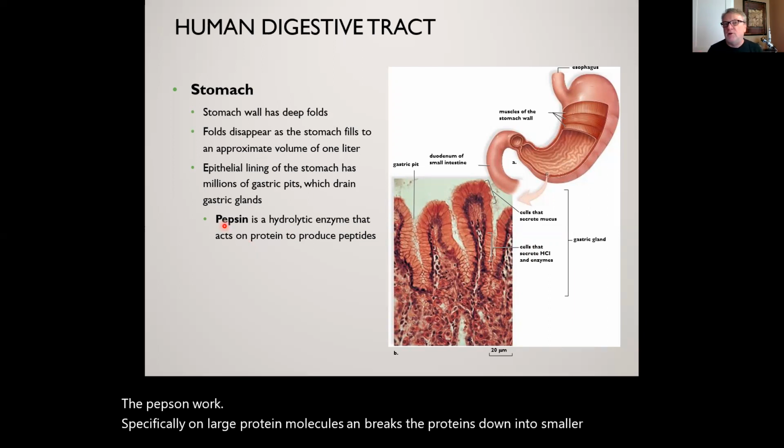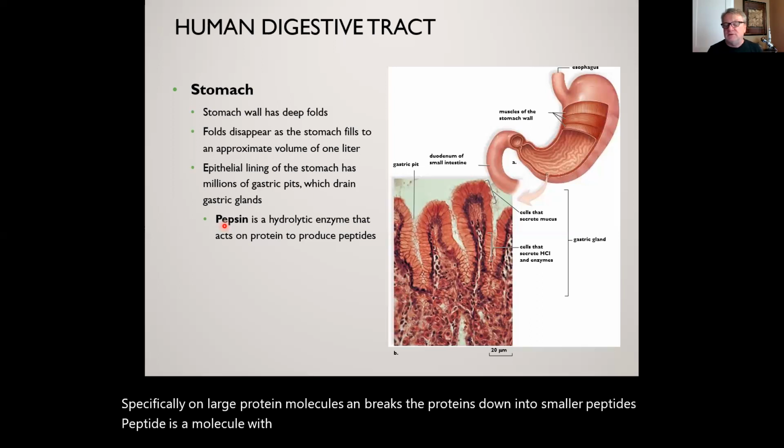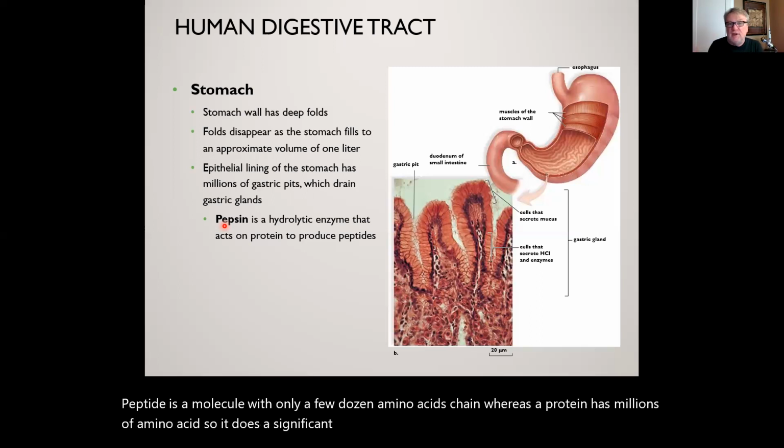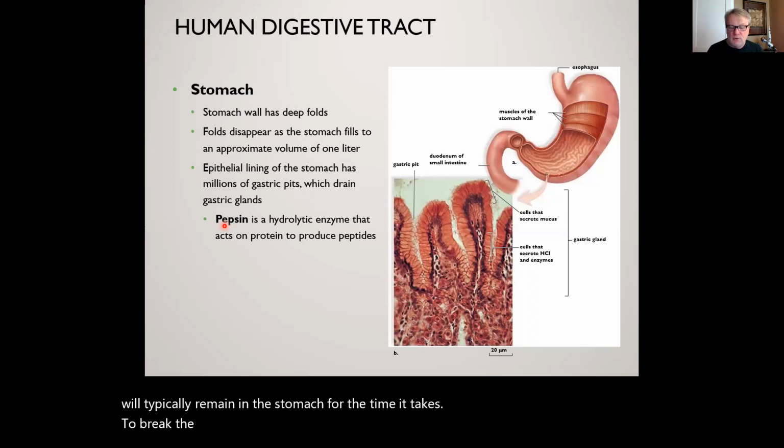A peptide is a molecule with only a few dozen amino acids in a chain, whereas a protein has millions of amino acids. So it does a significant amount of protein digestion in the stomach, and foods will typically remain in the stomach for the time it takes to break the proteins down into smaller constituent particles, smaller peptides.